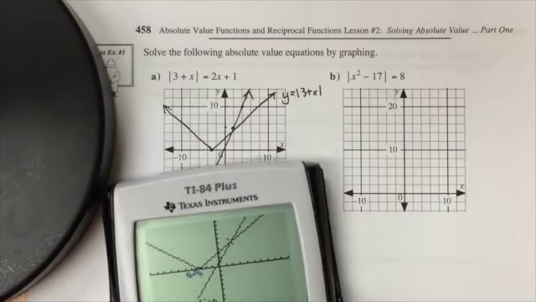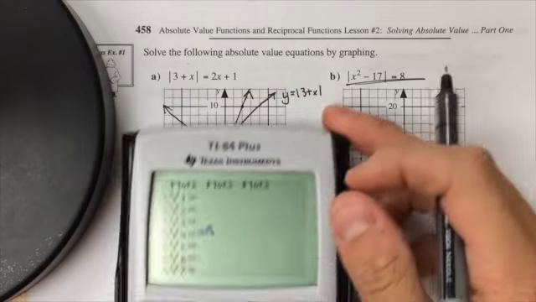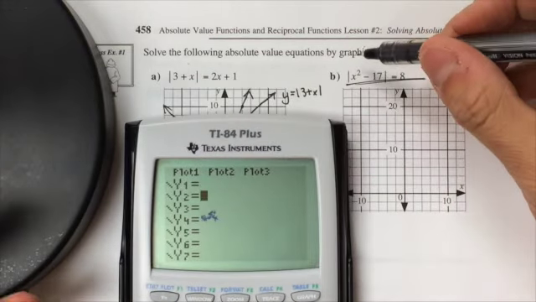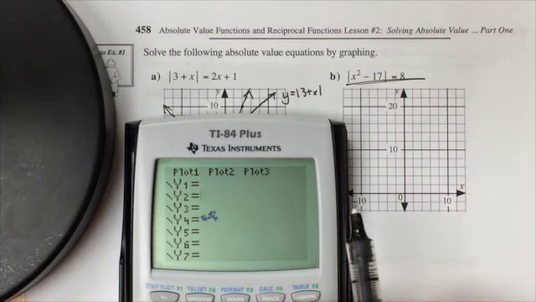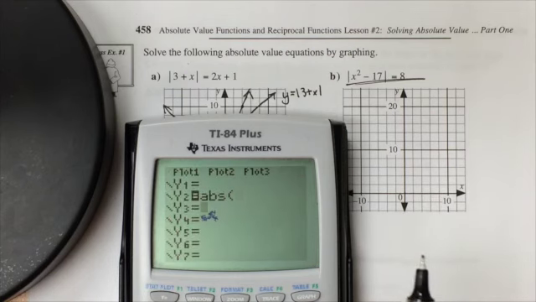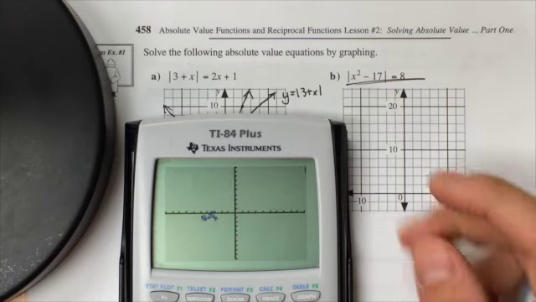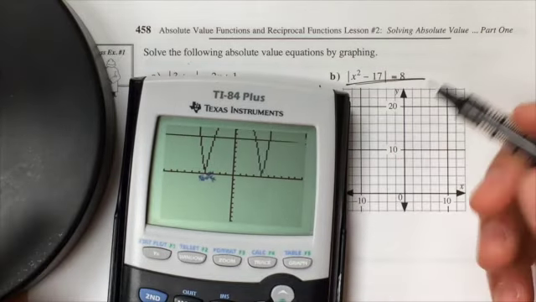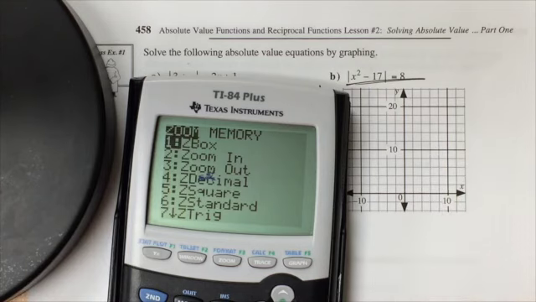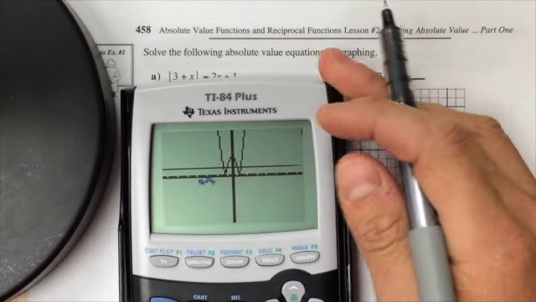If you remember what this looks like, something like that, that's a quadratic equation, right? And so if we have the absolute value of a quadratic equation, what we should see here are four different values given to us for x. Now, we plug it in the exact same way. We choose our absolute value, and I have x squared minus 17, close that bracket, and that's equal to 8. So what we're going to have here is something that looks kind of like a W. I'm going to zoom out just so you can see that W shape, and then zoom back in to see what the intersection is going to be.